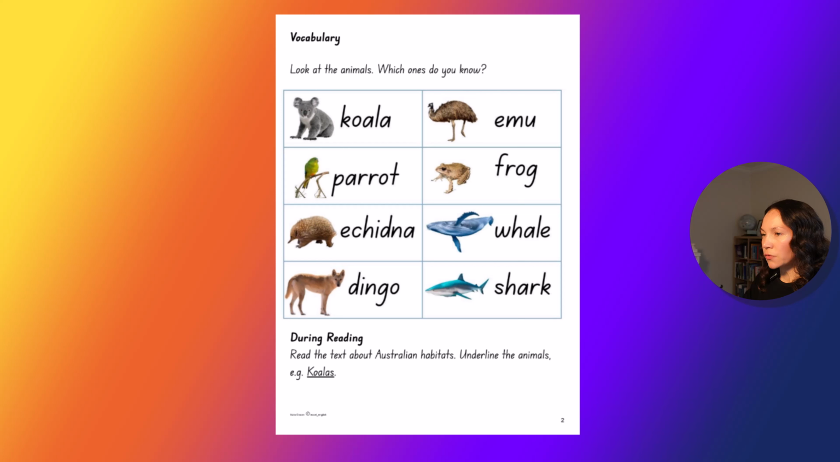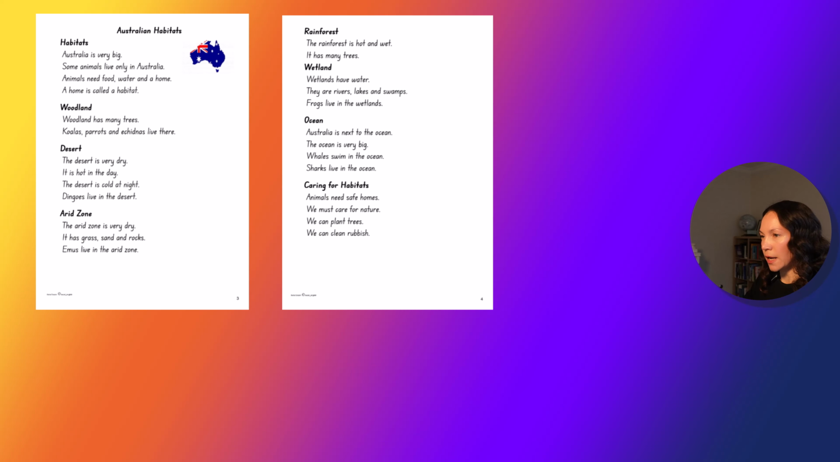So first reading will be scanning. So they need to underline the animals. So these are the names of the animals in the text. So here is the text. So they underline. So for instance, koalas. So I underline koalas, parrots, and echidnas. So they read by themselves.